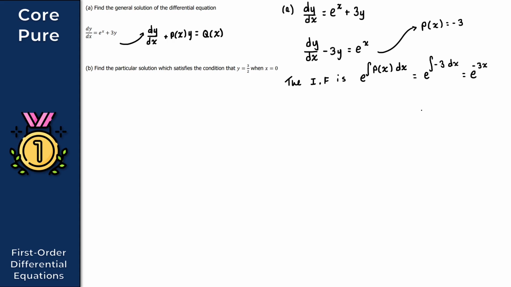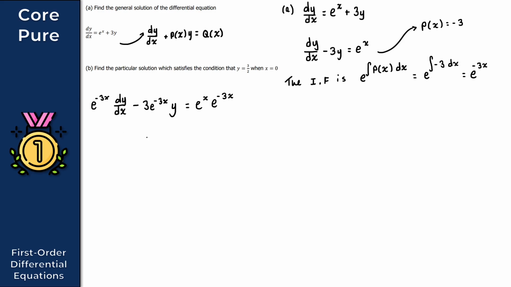This is our integrating factor. For the next step, we multiply through by the integrating factor itself. We get e to the minus 3x times dy by dx, then minus 3y times e to the minus 3x, so altogether minus 3 e to the minus 3x times y. And that is equal to e to the x times e to the minus 3x.